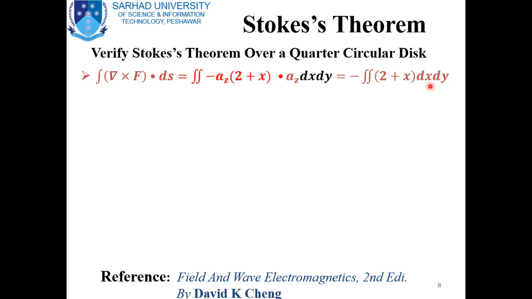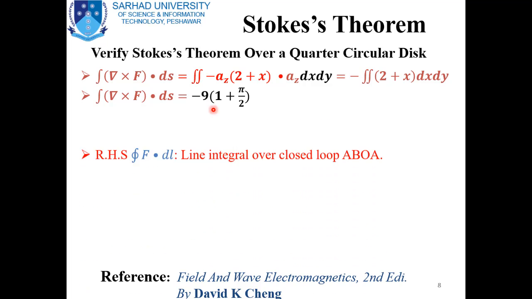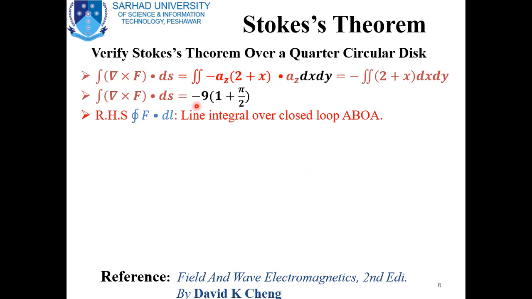And for the given disk, the equation of the circle is x square plus y square, and the radius of the circular disk is 3. So our equation becomes x square plus y square is equal to 9. After solving the double integral, our answer will be minus 9 into 1 plus pi by 2. And this is our left hand side.